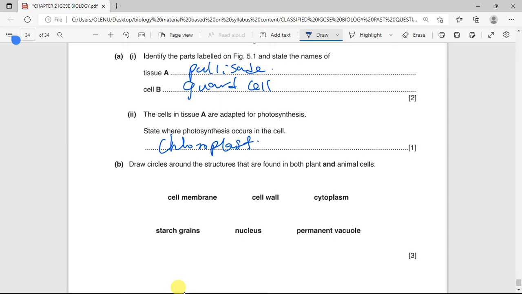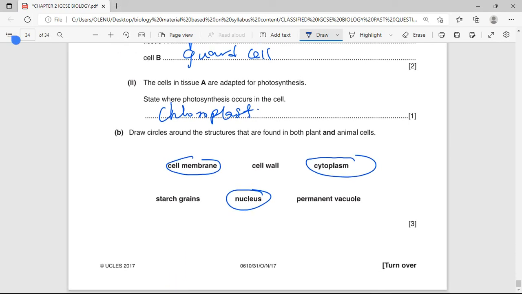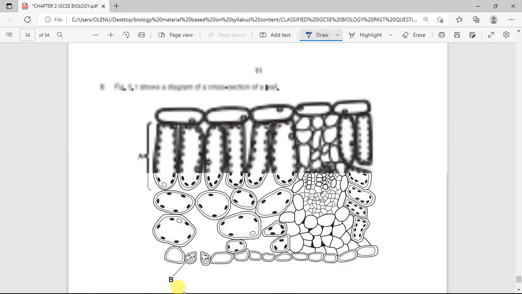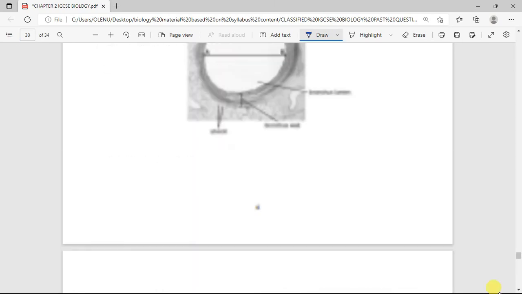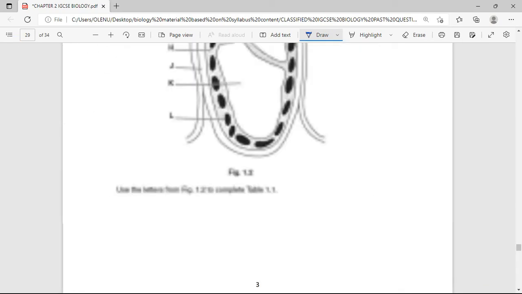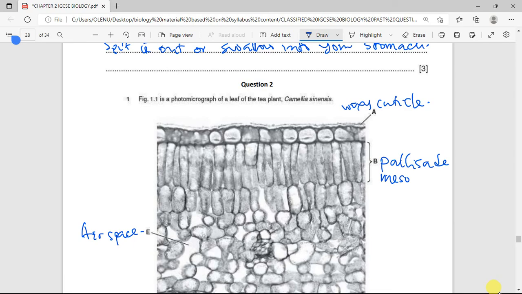Now, they said draw circles around the structures that are found in both plant and animal cells. So both plant and animal cells have cell membrane, both have cytoplasm, both have nucleus. So I think these are the main types of questions that come out in paper chapter 2. Most of the questions are a mixture of both core and extended. That's what I just went through.